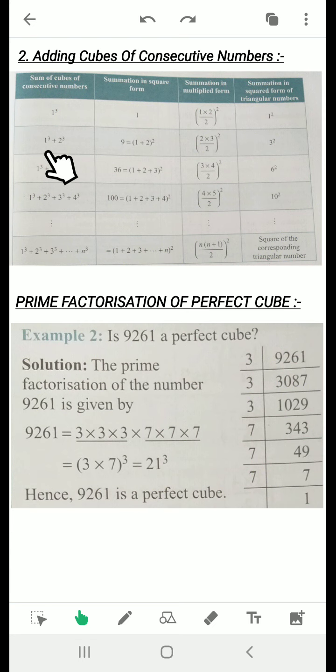This column explains that if we are taking two numbers, 1 cube and 2 cube, then the sum equals 2 multiplied by 3 divided by 2, whole square. How many numbers are we taking? 2, and then multiply by one more than that, 3. If we are taking 3 numbers, it will be 3 multiplied by 4 divided by 2, whole square. If we are taking 4 numbers, it will be 4 multiplied by 5 divided by 2, whole square.